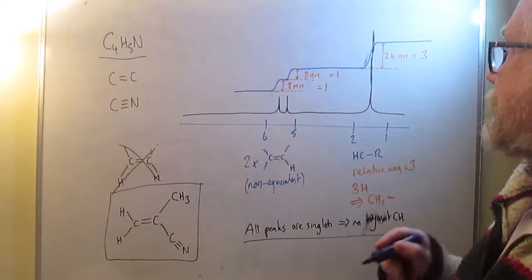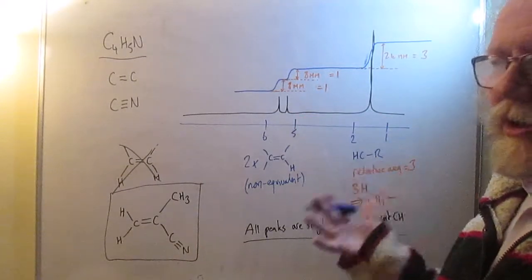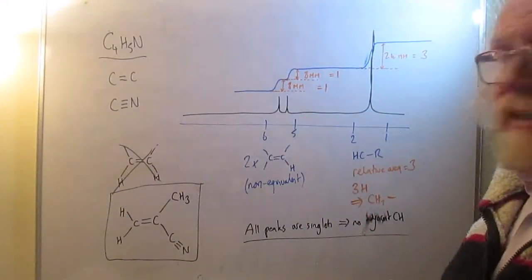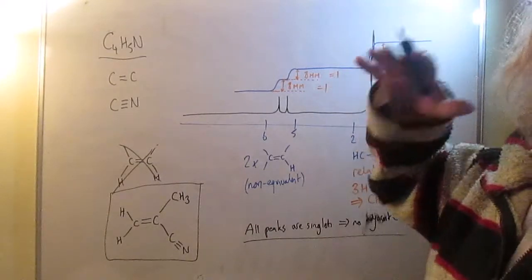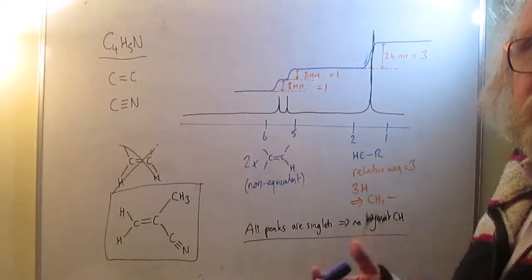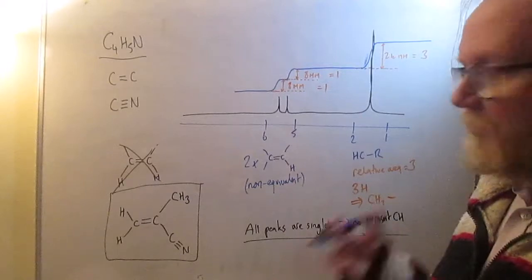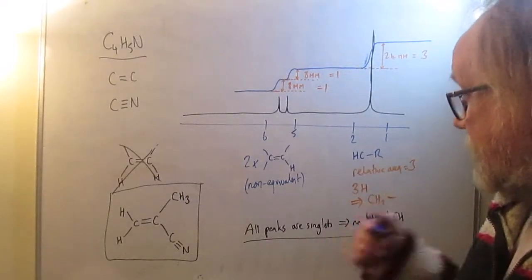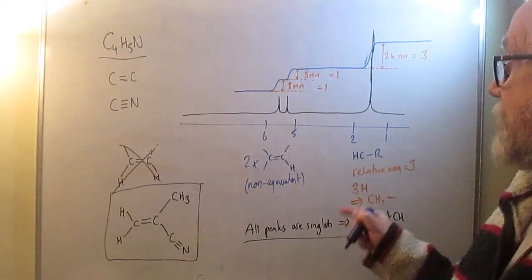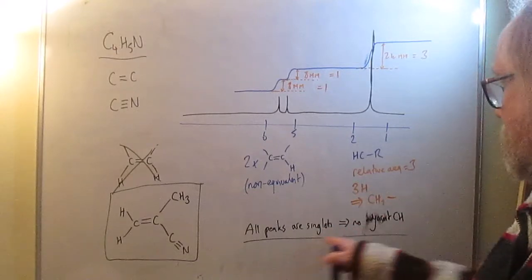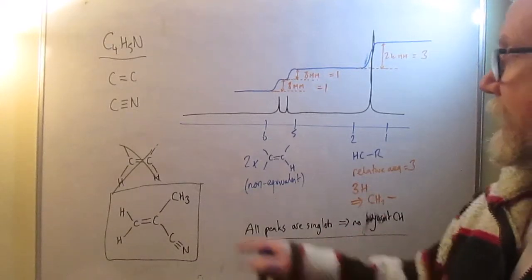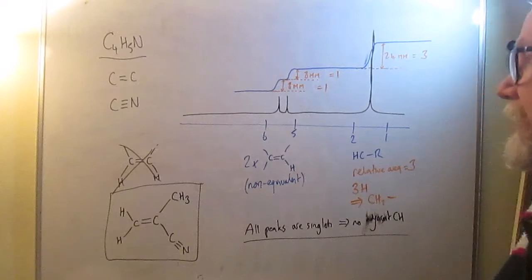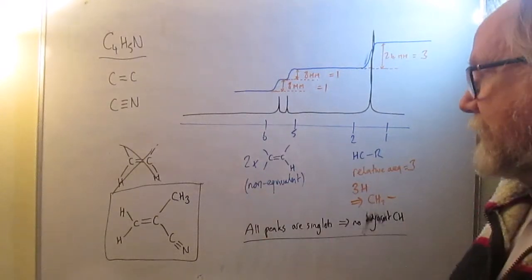Because they were all singlets, you might almost not think about splitting. But just as in infrared, the absence of a peak is very important evidence. You know, there is no OH, for example, in a compound. In this case, the absence of any splitting gives you very important information that whatever structure you come up with, it can't have adjacent hydrogens. So that's the only possible answer.